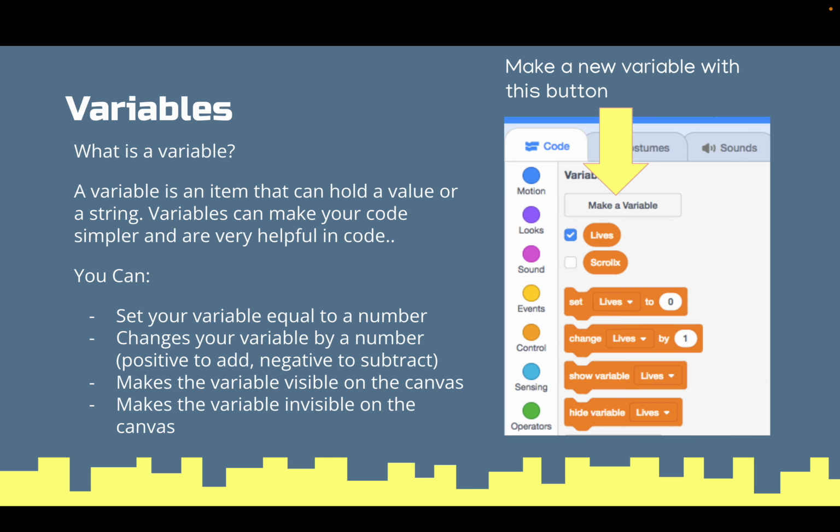Variables. Okay. What is a variable? A variable is an item that can hold a value or string. Variables can make your code simpler and are very helpful in code. If you don't really understand that, a metaphor I like to use is a box, right? You can think of a variable as a box, right? And inside this box, I can put whatever I want into it, and that's what my box will be equal to. That's what my variable is equal to.